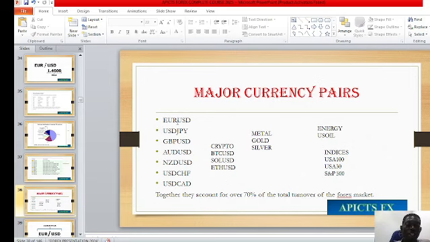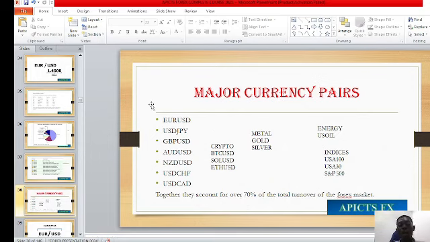Look at Euro USD. This is the combination of the two greatest economies in the world, the Euro and the US. The reason I marked out these top 7 is that they are the most volatile, and they have the highest liquidity in the market. And look at what I wrote under it: together, these 7 account for over 70% of the total turnover of the forex market.